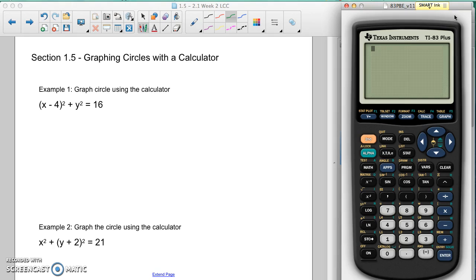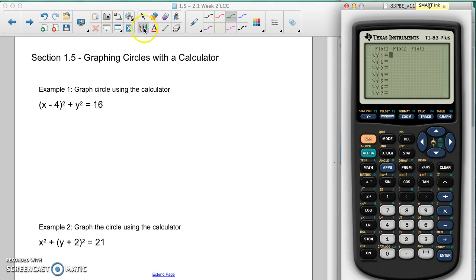So what we have to do is solve it for y, as we have here on our graphing calculator. It's a little frozen. There we go. We have y equals. So when we graph these, we have to solve these for y.